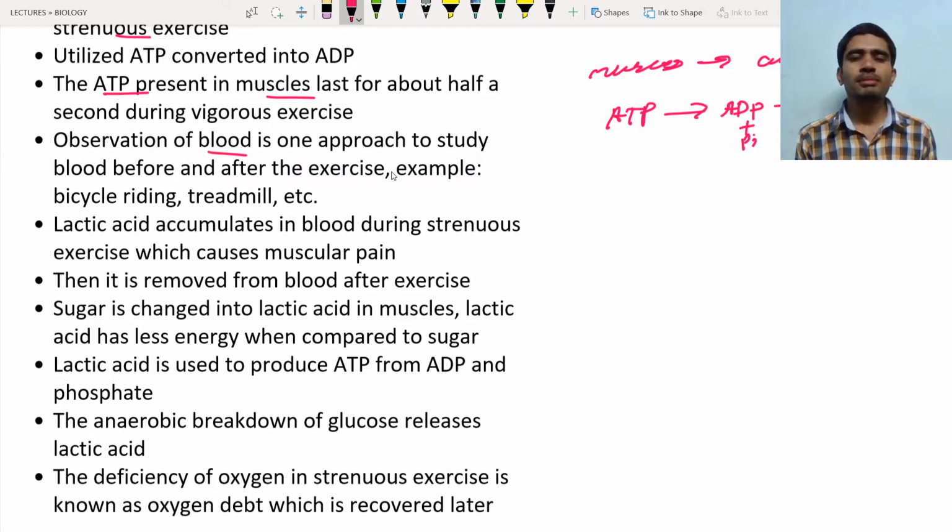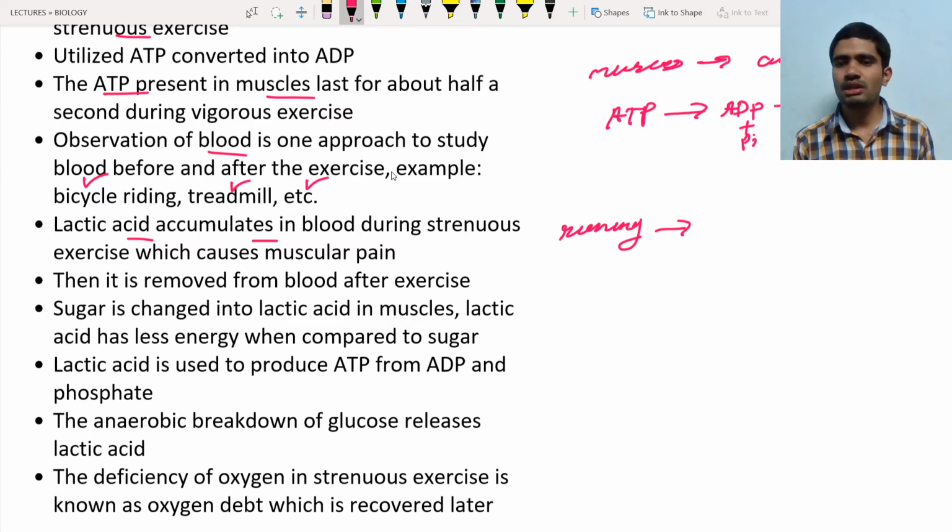Athletes means the people who are doing some kind of exercises, such as tennis, or the people involved in games and so on. The activity may be bicycle riding or treadmill or so on. The lactic acid accumulation in the blood during strenuous exercise will be mostly seen. For example, if a person is running, you can see there is a production of lactic acid. So why is lactic acid produced in the muscles? Because there is no oxygen.